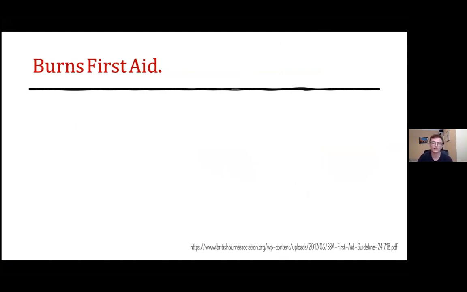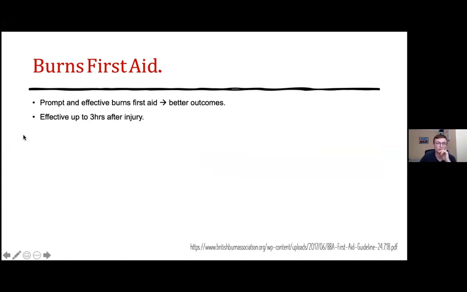Cool, so we're going to quickly touch on burns first aid. Since thermal is what's most commonly encountered, this is probably what we're going to focus on the most. If you're interested in finding out a bit more about first aid for chemical burns, etc., the link at the bottom right there has a few good guidelines. Prompt, effective first aid for burns has been shown to lead to significantly better outcomes, and burns first aid is effective for up to 3 hours after the injury. So if you see someone in the A&E department and they haven't had basic first aid and cooling, you should still go ahead and do that if it's within that window.